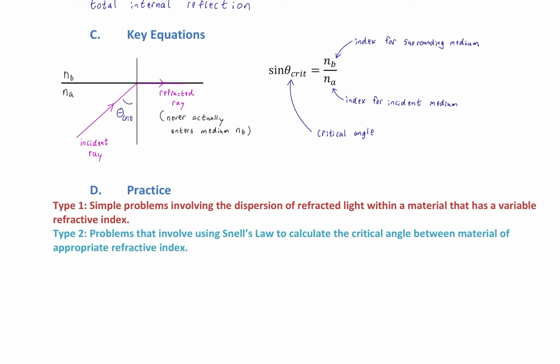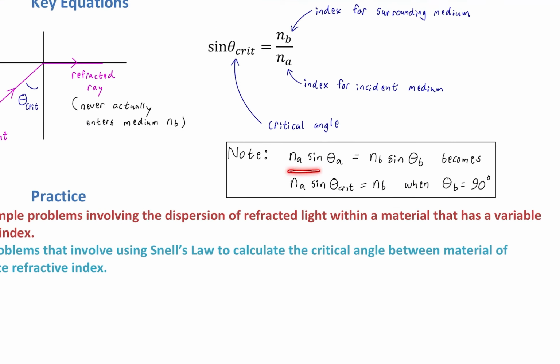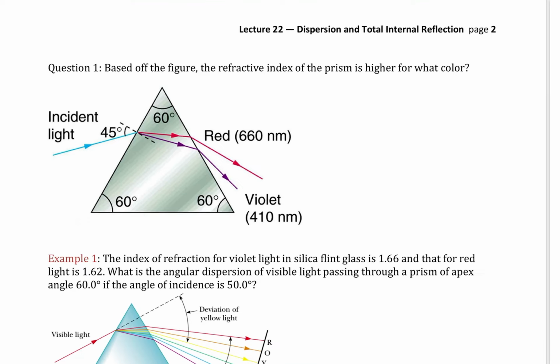Now, there's one last thing I want to say about where this comes from. I said that we're using Snell's law, but in practice, we're going to use this equation here. But this equation is very simply derived from Snell's law. If we start with Snell's law, we can divide both sides by NA to get the showcased equation, and that's simply by setting theta B equal to 90 degrees, which of course is the condition of total internal reflection. So it really is directly derived from Snell's law. All right, let's go on to our practice.